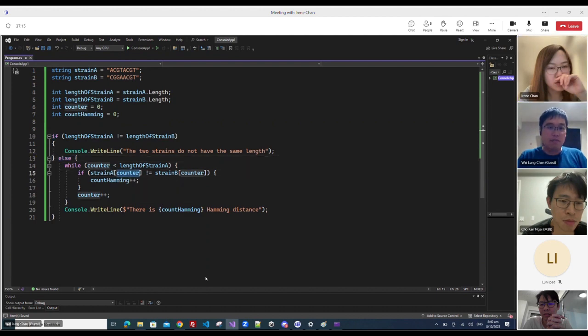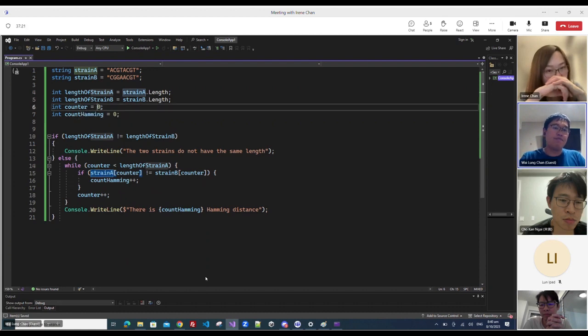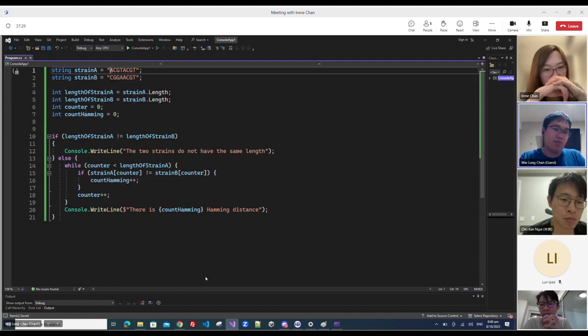You mean the position? Yeah, that means the counter at the beginning is 0. That means it is going to find the 0 position, the first position of string A. That means this one. Yeah, we can output more.